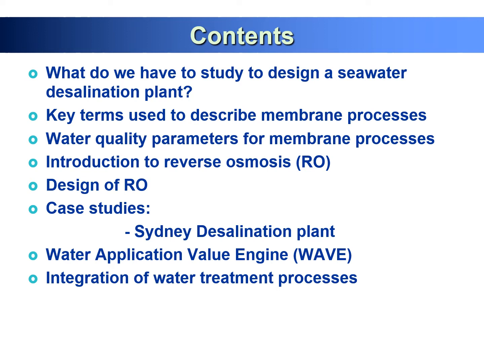This content will cover: what do we have to study to design a seawater desalination plant? What are the key terms used to describe the membrane processes? Water quality parameters for membrane processes. Then an introduction to reverse osmosis. As you know, reverse osmosis is the most important process in seawater desalination. That's the reason we need to discuss reverse osmosis in great detail: how to design RO, case studies of the Sydney desalination plant, and we need to learn the computer-based design of reverse osmosis.